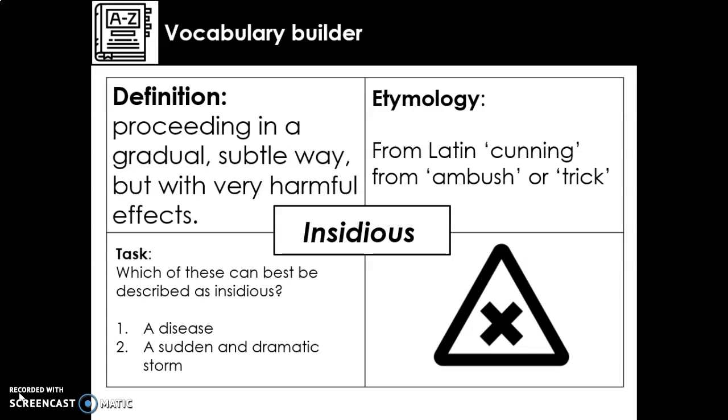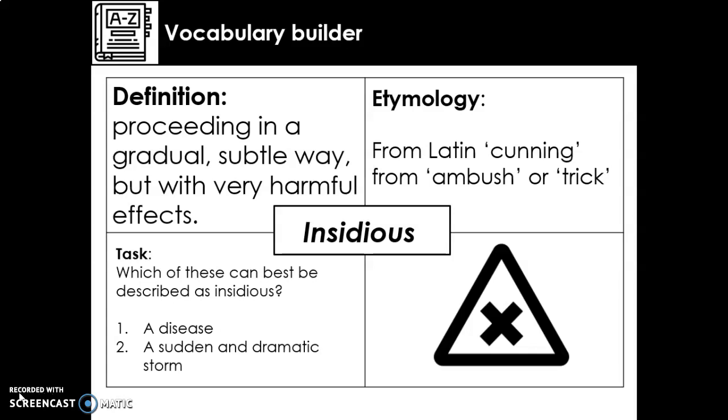Now, it's from the Latin, cunning, from ambush or trick, which again ties into our snake mythology. If something is insidious, and in a minute, I'm going to ask you to pause and just to write down your definition and to complete the task. Now, it says over here for the task, which of these can best be described as insidious? A disease or a sudden and dramatic storm? So just pause now, write down the keyword insidious, write down its definition, and complete the task. Okay, so insidious, which is it then? Is it best used to describe a disease or a sudden and dramatic storm?